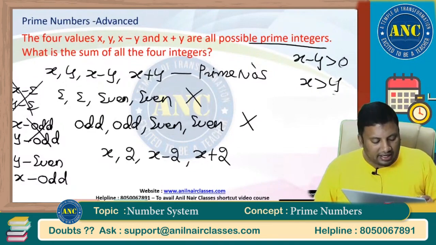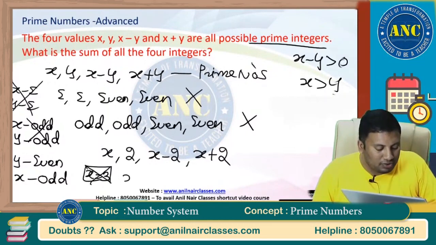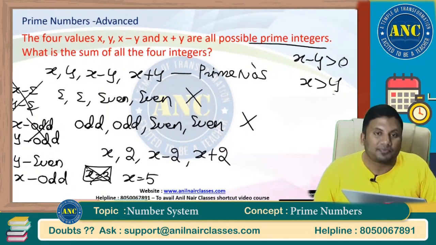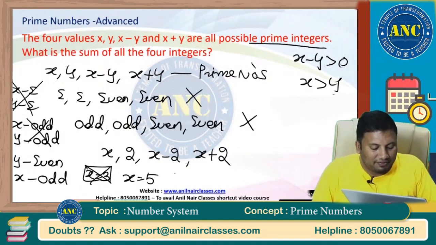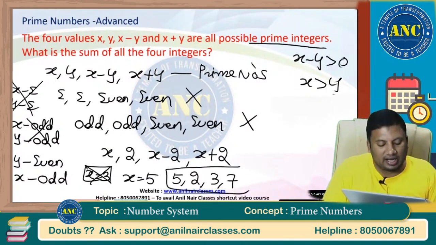If I take x equivalent to 3, 3 minus 2, 1. 1 is neither prime nor composite. X is 5. 5 comma 2. 5 minus 2, 3. 5 plus 2, 7. X is 5, it is satisfying.